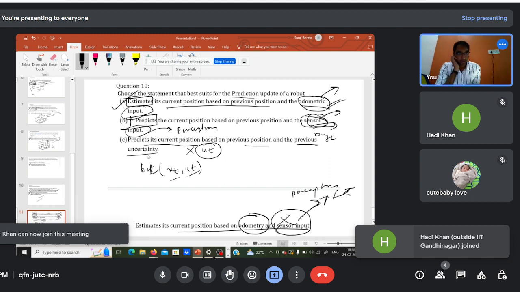Okay, so in this context, odometry, estimate and predict mean the same thing. There is no difference, you can use them interchangeably.